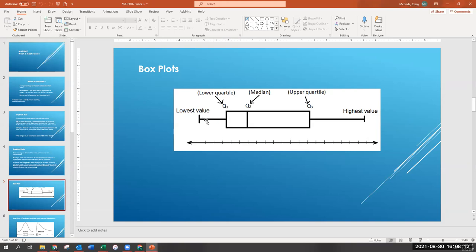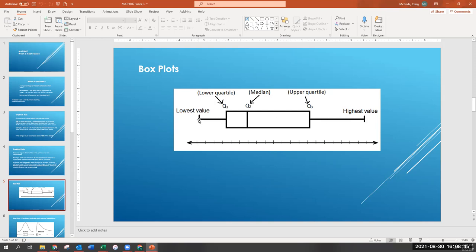And then the whiskers. Sometimes this is called a box plot, sometimes a box and whisker plot. The two whiskers just go out to the lowest value, the minimum, and the highest value, your maximum. And then they'll have what's called a modified box plot. In the modified box plot, the whiskers will stop at the lowest value that is not considered an outlier, and the upper whisker will stop at the highest value that's not considered an outlier.